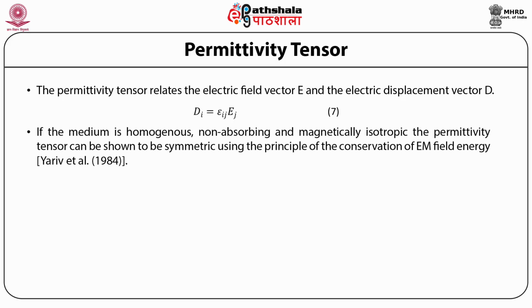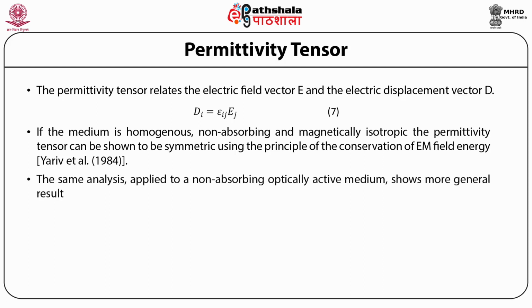If the medium is homogeneous, non-absorbing and magnetically isotropic, the permittivity tensor can be shown to be symmetric using the principle of conservation of EM field energy. The same analysis applied to a non-absorbing optically active medium shows a more general result, that is, epsilon ij is equal to epsilon ij star, where epsilon ij star is the complex conjugate of the permittivity epsilon ij.